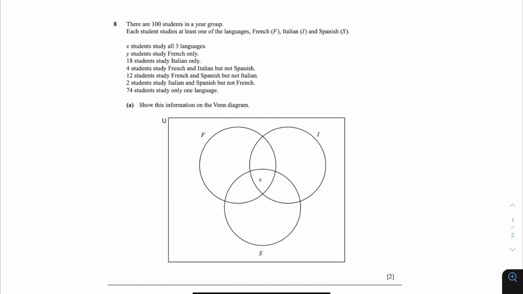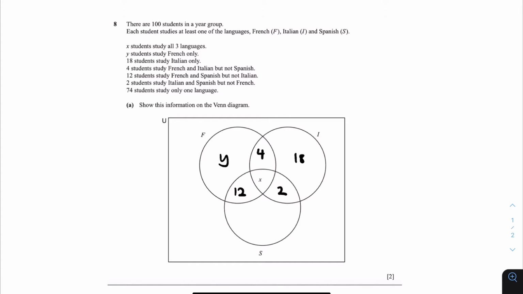Y students study French only. You can label that Y. 18 students study Italian only. You can label that 18. 4 students study French and Italian, but not Spanish. 12 students study French and Spanish, but not Italian. 2 students study Italian and Spanish, but not French. And 74 students study only one language.